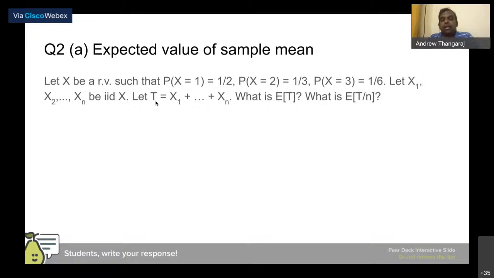And then I'm looking at the sum. This is the statistic I'm looking at, T equals X1 plus up to Xn. What is the expected value of T? What is the expected value of T by n? Very simple question. I hope this can be quickly answered and we can move on.